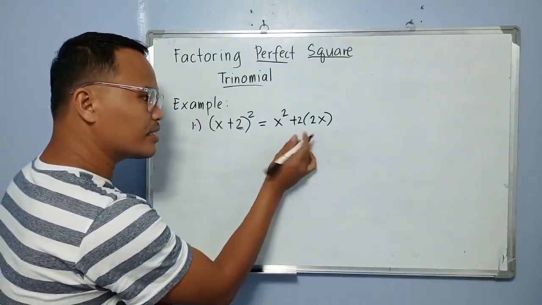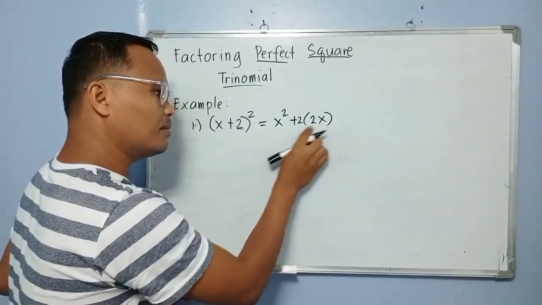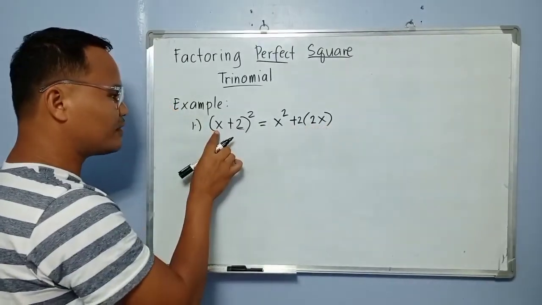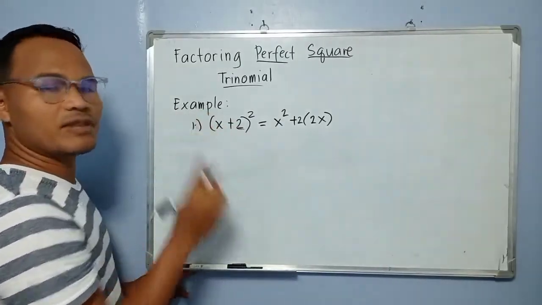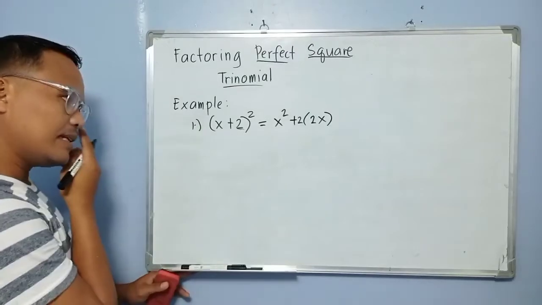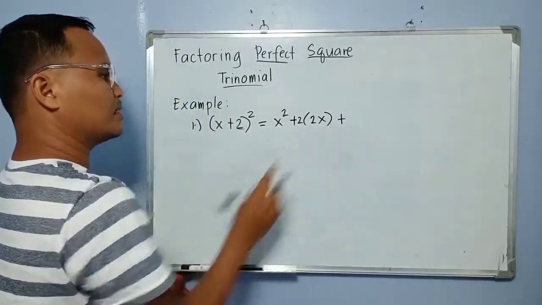Meaning to say, 2 is a constant here. Then the number you write next to it is the product of the first term and the second term. The product of the first term and the second term is 2x, so we have here 2 times 2x. And it's always plus here.